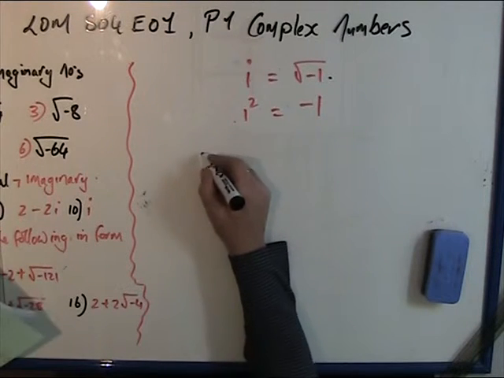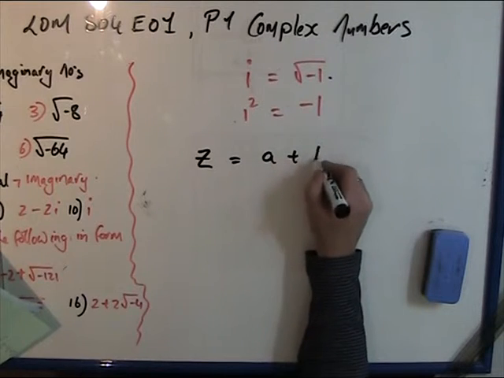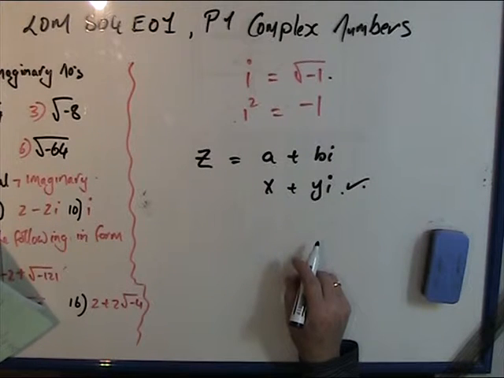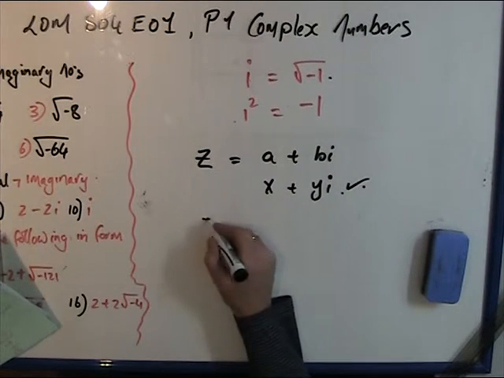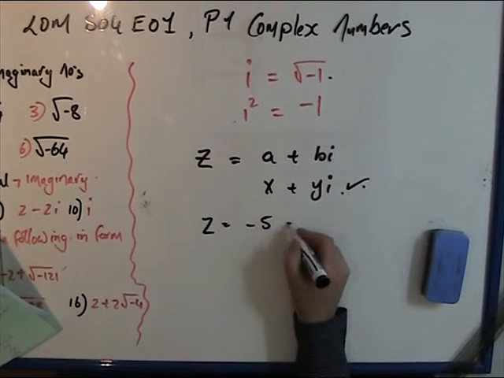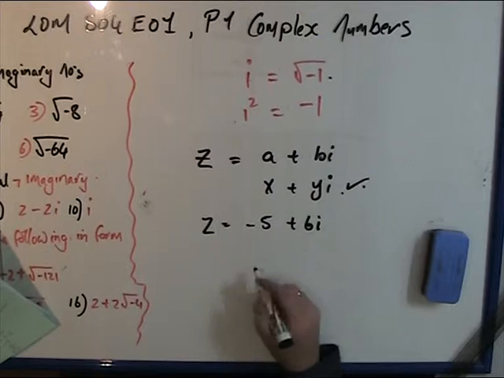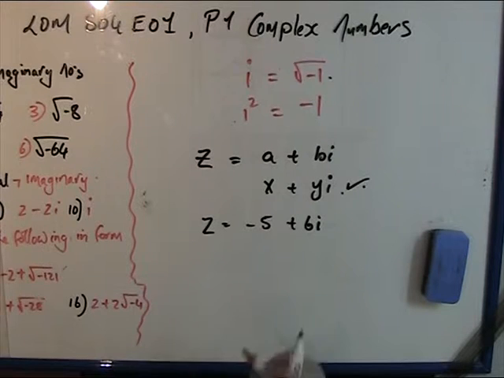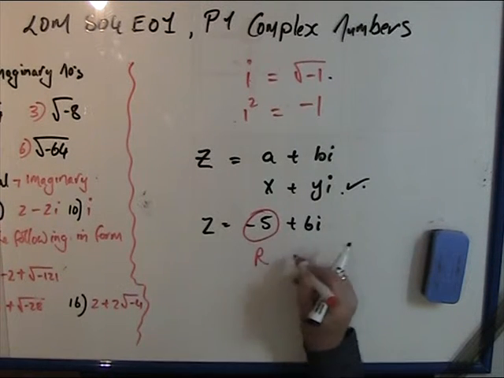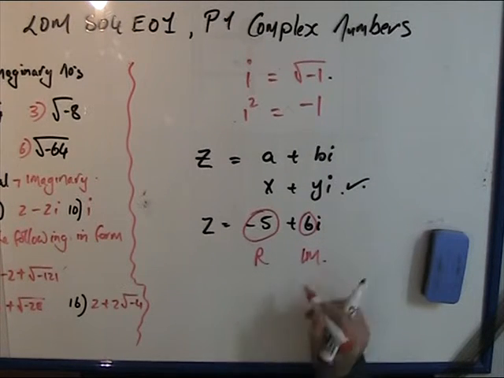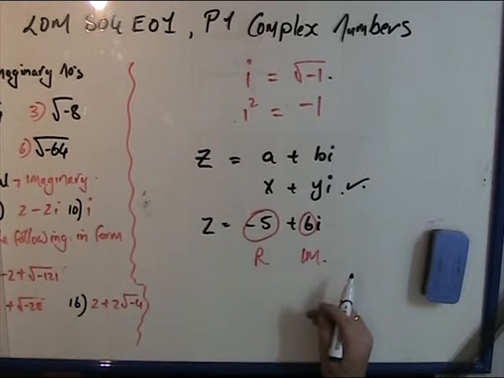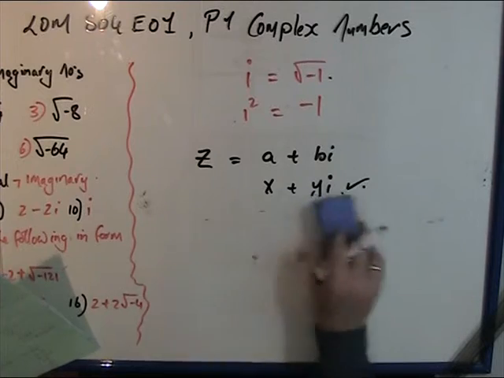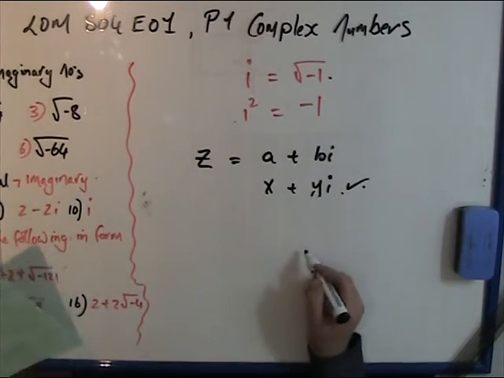Usually they're written in the form a plus bi, or you might see x plus yi, which is a favourite at the moment of the Leaving Cert papers. So for example, z is equal to minus 5 plus 6i. The real part there is minus 5, and the imaginary part is 6. Remember that, because you will need them to plot them on an Argand diagram, which is like a coordinate plane. I'm going to do another question now, one short question. So remember that's the form they come in.